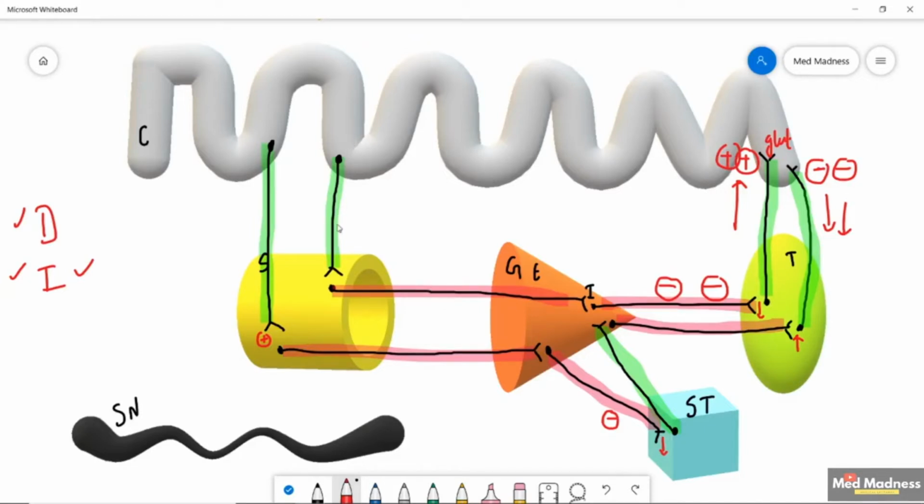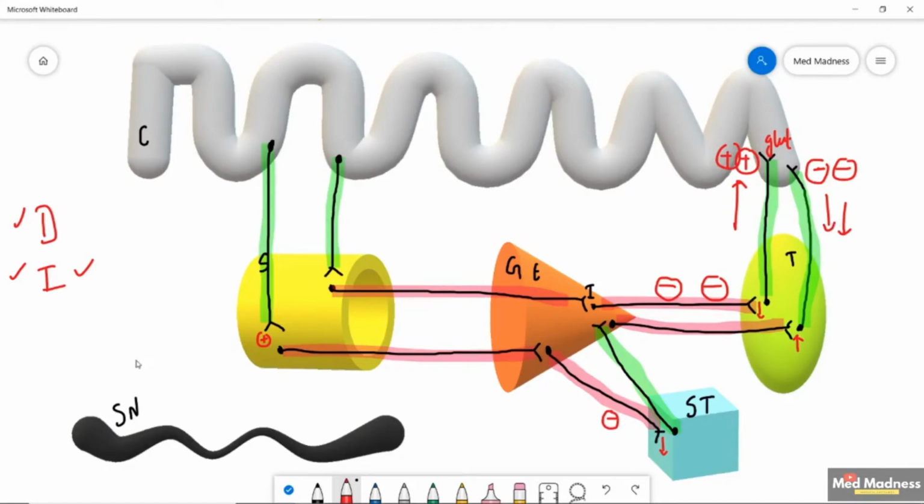So the output from the cortex is going to be stimulatory neurons stimulating the neurons in the striatum. All the connections in the basal ganglia are going to be inhibitory. The output from the thalamus is going to be stimulatory and the output from the subthalamic nucleus is going to be stimulatory. So the direct pathway always increases the movement. The indirect pathway always decreases the movement.